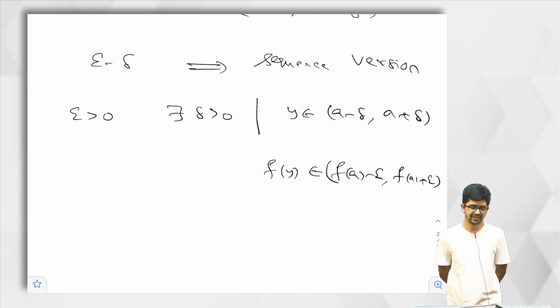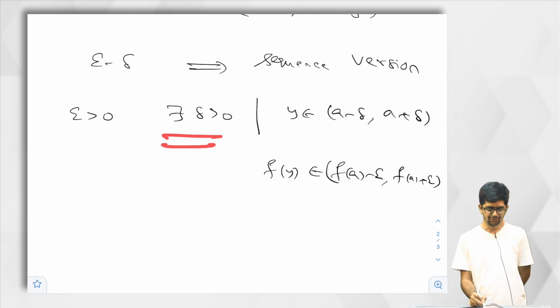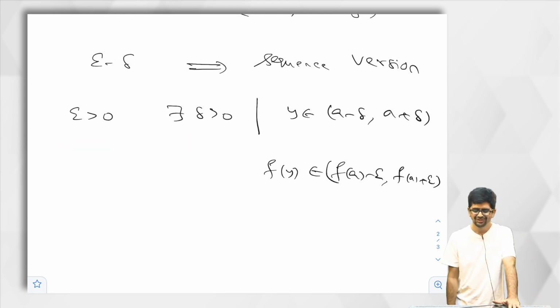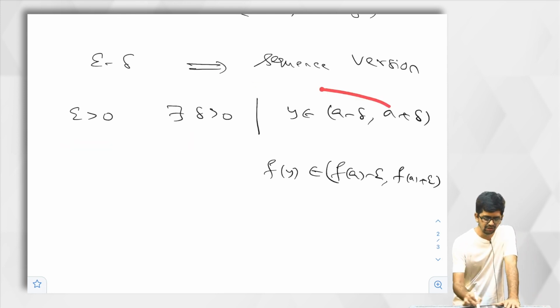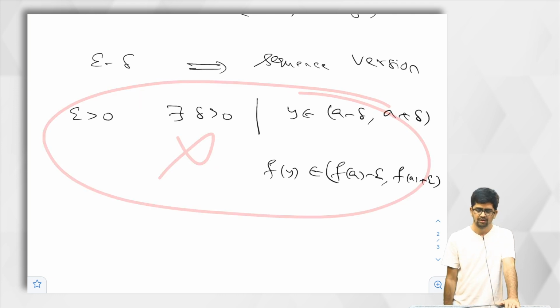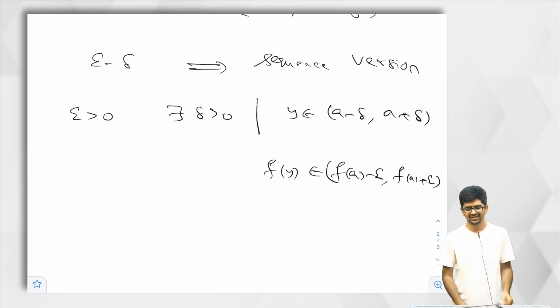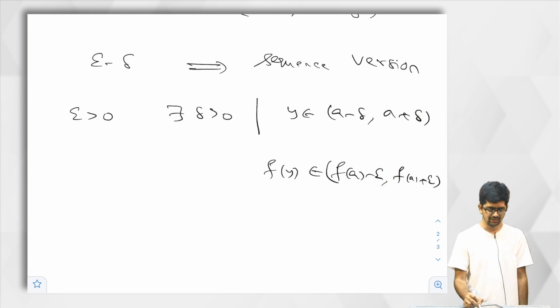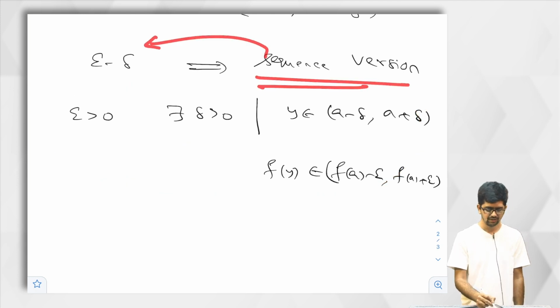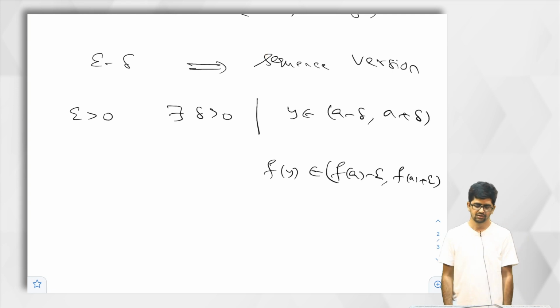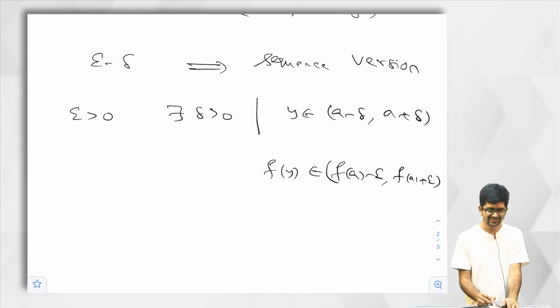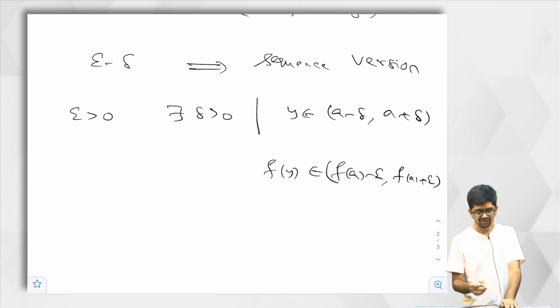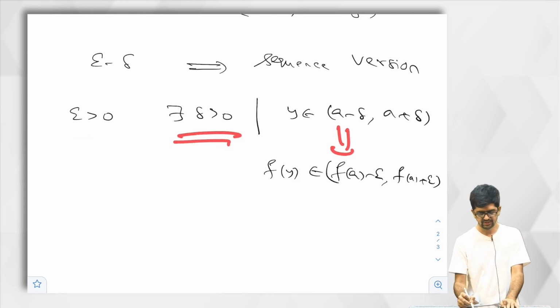So after struggling for some time, you will realize that it is not very clear how to produce delta from epsilon. So maybe we come to the conclusion that this is actually wrong, because we try sometimes, then we don't know what to do. That sequence version does not imply the epsilon-delta description. So what does this mean? This means for some epsilon positive, we are not able to find a delta with this condition, right?